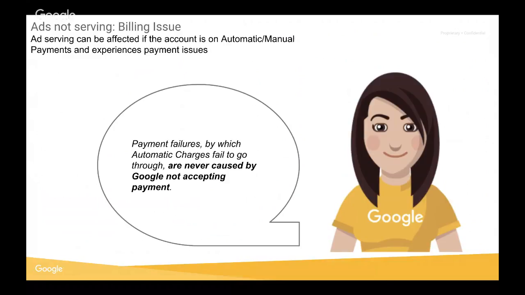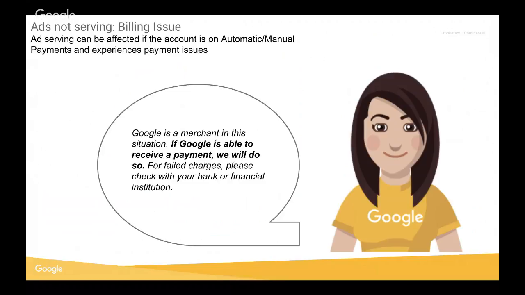One question that we often get is we get calls from advertisers saying the AdWords is not accepting my payments and my account is not running. How is that? Please help. One thing I would just like to clarify: payment failures on automatic charges are never caused by Google not accepting payment. Just so you understand, Google is a merchant in this situation. If Google can receive a payment, we will definitely receive a payment. There is no premise by which, if we're able to receive a payment, we'll say, no, we don't want it. As a merchant, Google will always receive payments.